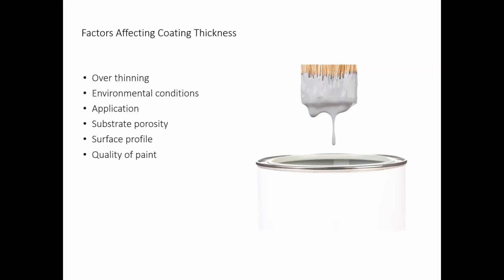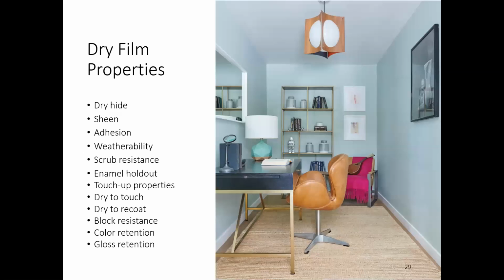Porosity of the substrate. If it's really porous, it's going to absorb a lot of that paint, so that affects it. The surface profile. Sometimes stucco is very uneven, and you'll get a thinner coat of paint on the very tip tops of the stucco, but in the little valleys, you'll get more. And then obviously quality is huge. Quality is very, very important. You'll get a thicker mill thickness than you will with a cheaper quality paint. Here are some of the properties for dry hide.